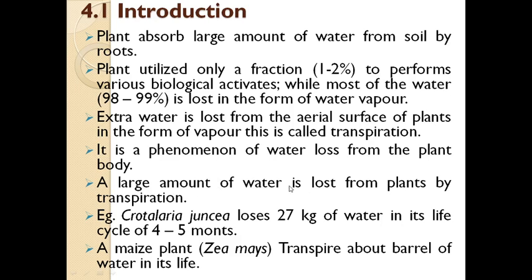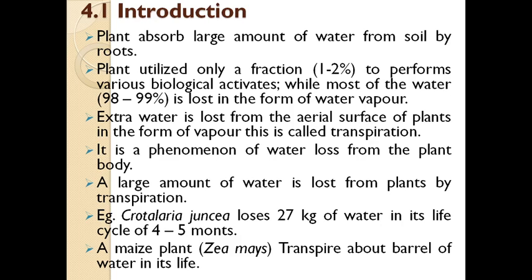A large amount of water is lost from the plant by the transpiration process. I am focusing here on some examples. The first example, Crotalaria juncea loses near about 27 kg of water in its life cycle of 4 to 5 months. Another example, a maize plant, Zea mays, transpires about a barrel of water in its life of a few weeks. Then another example, a tree with 2 lakh leaves transpires about 300 to 400 kg of water during the summer in a day.